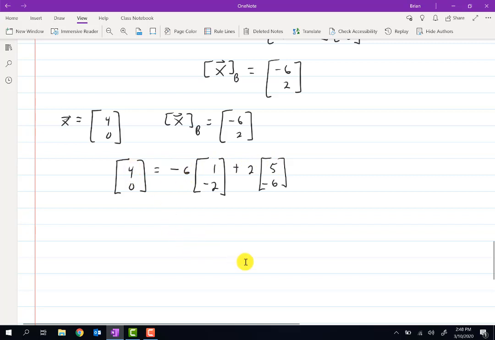Once again, notice this negative 6 right here gives the first coefficient, and this 2 right here gives that coefficient. So basically, it tells you what these coordinates are, but now these are not just the standard basis vectors, these are in terms of some other basis. Let's do another example.